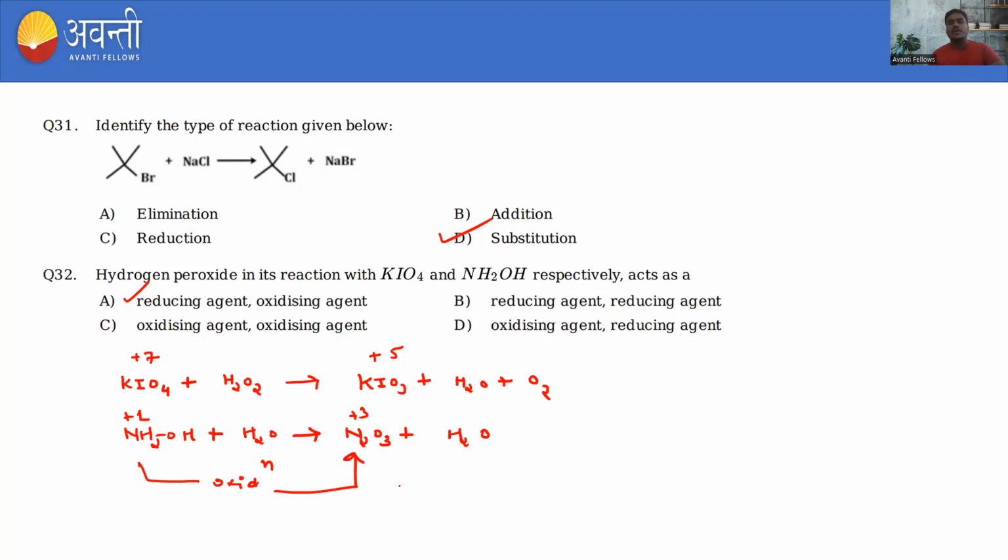So oxidation means this H2O2 acts as an oxidizing agent to help the oxidation of nitrogen. So option A is absolutely correct. That is, the hydrogen peroxide acts as a reducing agent as well as an oxidizing agent. So this is all about it, right? Okay.